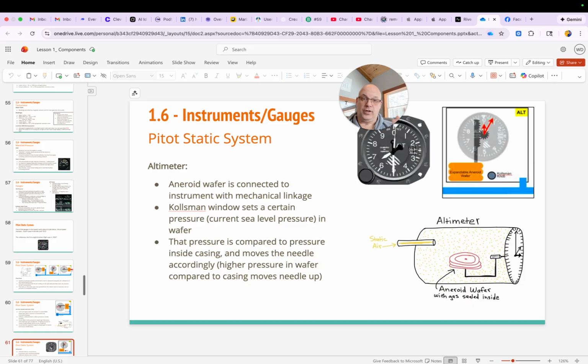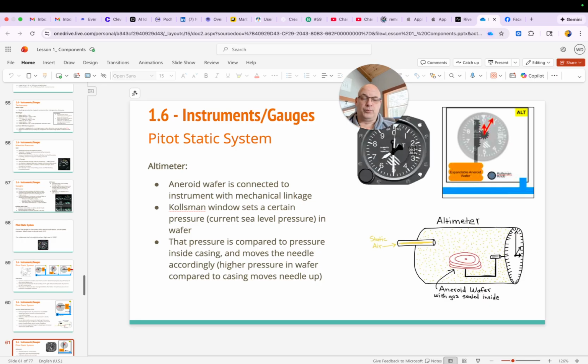That could be one day at 29.92, it could be another day at 28.97, it could be another day at 30.07. But the key is that when you fix the position where you know your elevation, it should equal that. That's a check mark to make sure that everything is functioning just right.